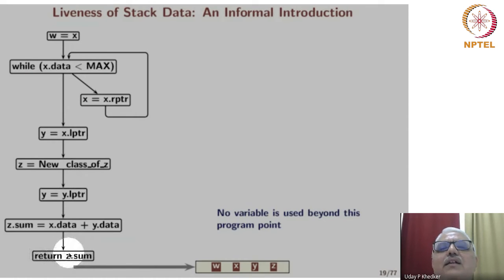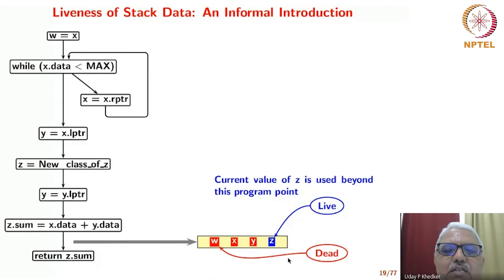So which variables will become live? The variables that are read within the statement will become live. We are talking about stack variables, so we won't talk about the field of a stack variable. We'll only talk about z here. In order to access the field sum of z, we need to read the value of z on the stack, and therefore z becomes live. So w, x, and y are still dead, but z becomes live because the current value of z is used beyond this program point.